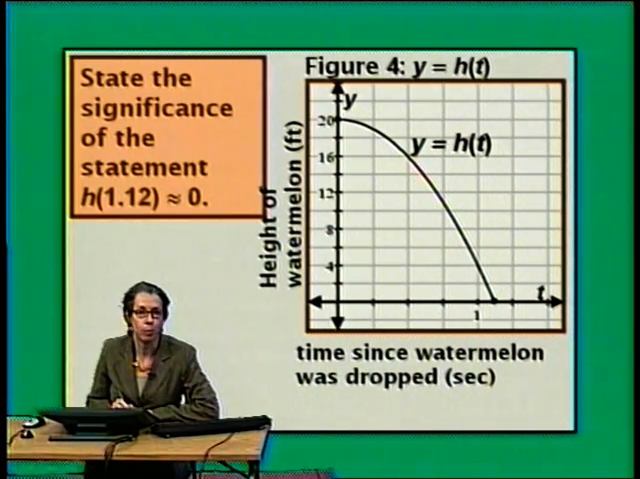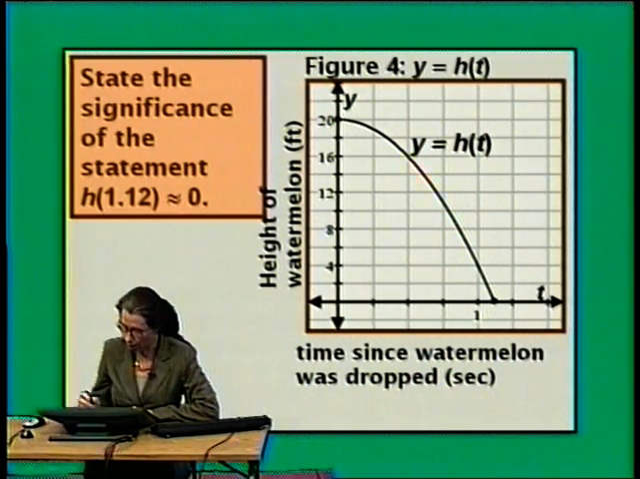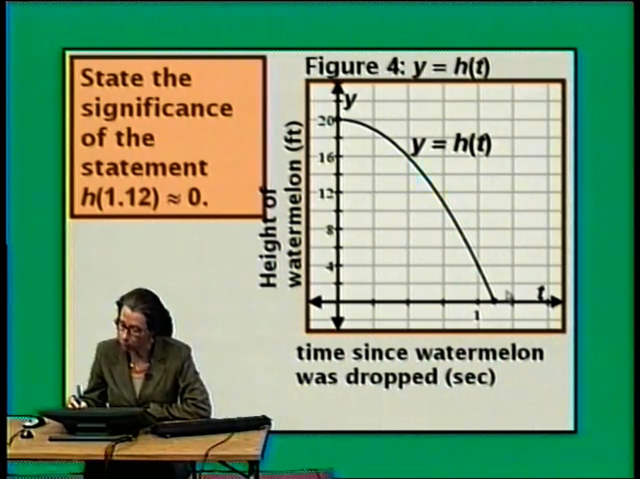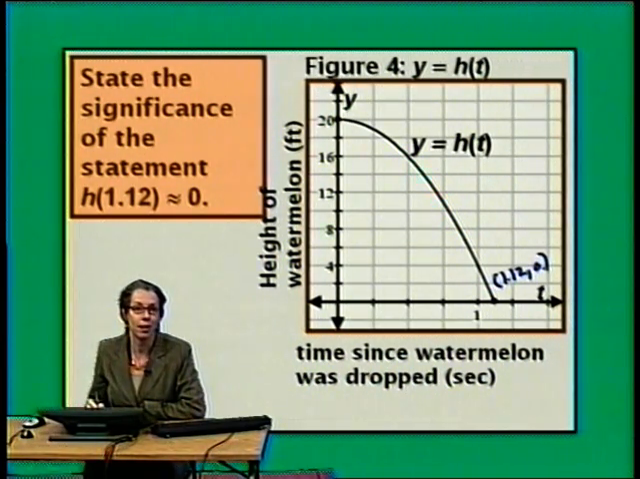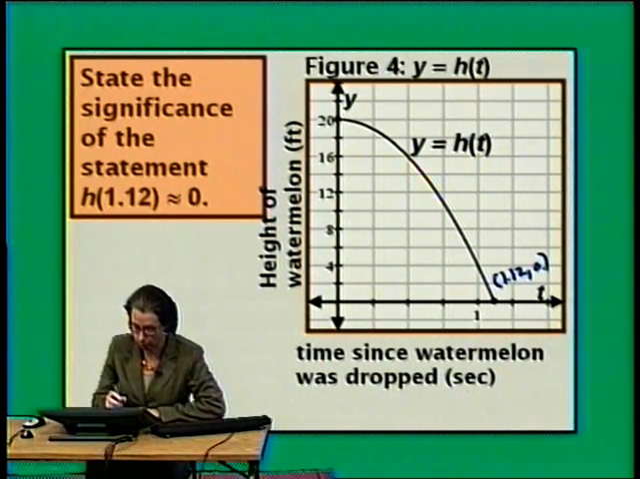What about this statement? h of 1.12 is about 0. What's the practical significance of this? Well, we're looking for an output of 0, and we can see that that occurs here on the t-axis, and the first coordinate of this point is about 1.12. What's that telling us? This is telling us how long it took the watermelon to hit the ground.